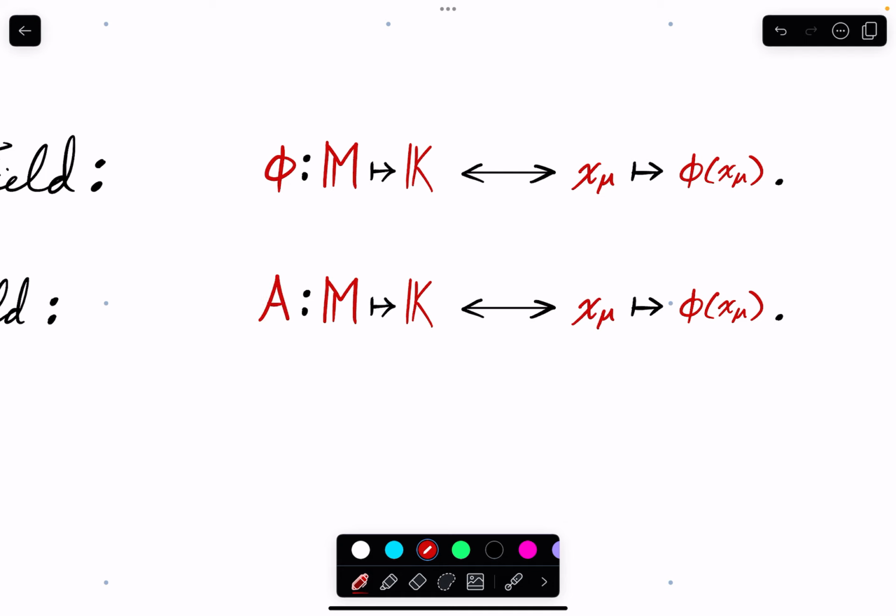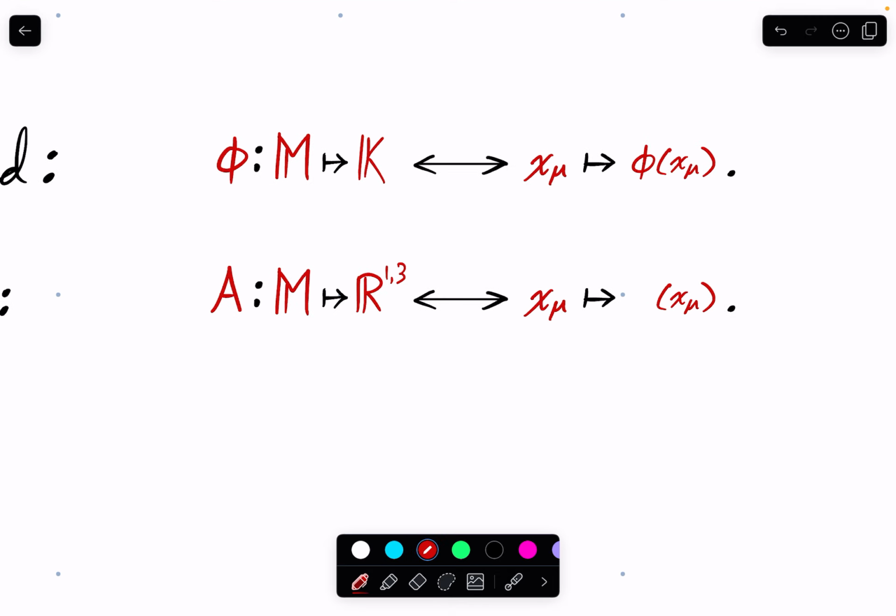A map from M to R^{1,3}, where R^{1,3} is basically me saying that you're mapping to a vector space, and this vector space could represent anything. It doesn't just have to be a position. Of course, you're mapping to a vector.